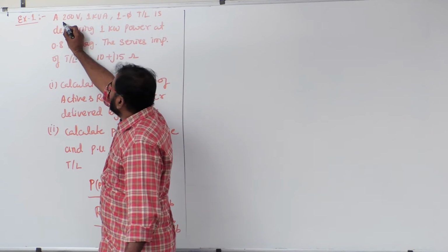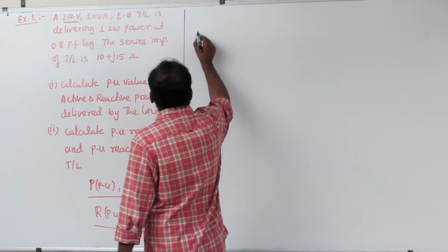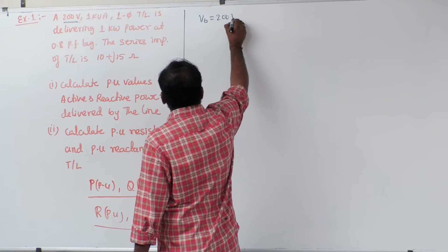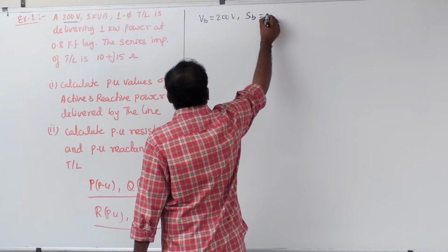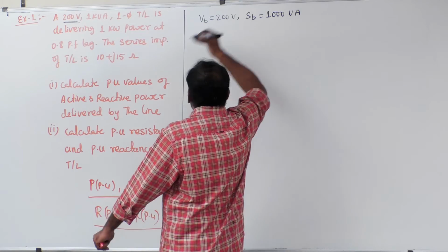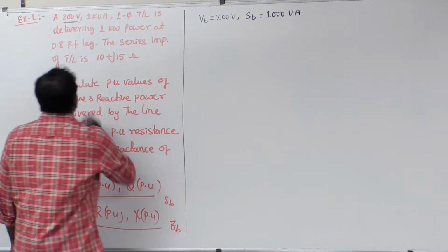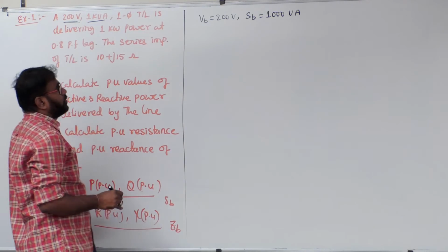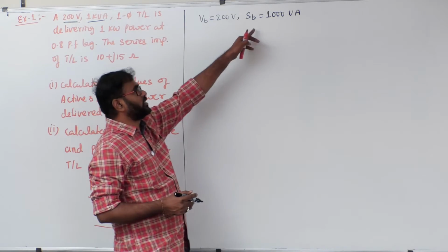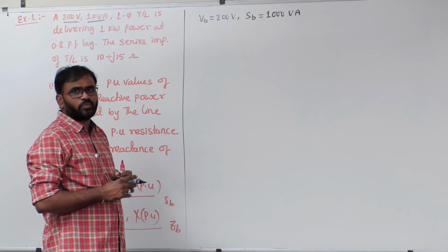So what is the default base you need to consider? The rating. I can select V base as 200 volts. Then S base is 1 kVA, nothing but 1000 volt ampere, so that we don't have any problem with units. 1 kVA is nothing but 1000 volt ampere. That is the rating of the line, so the rating of the line I consider as the default base.